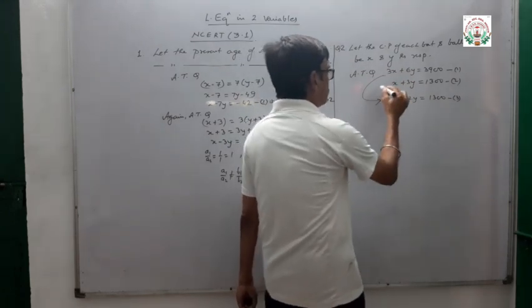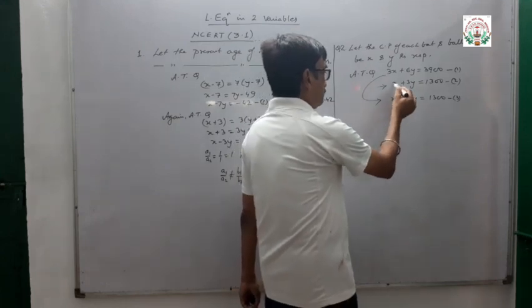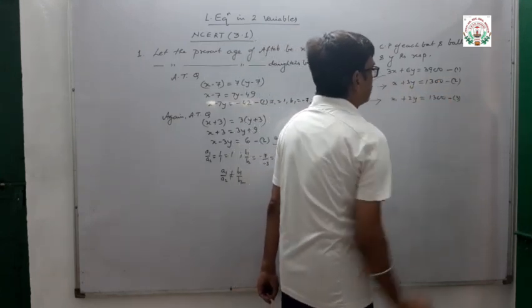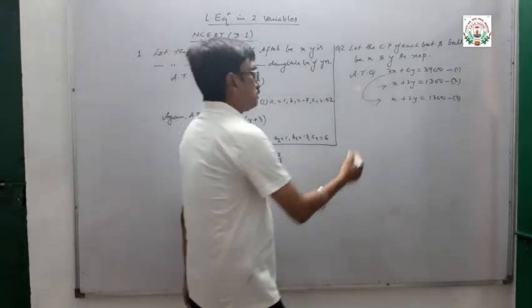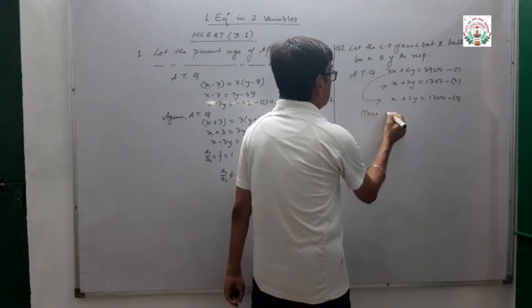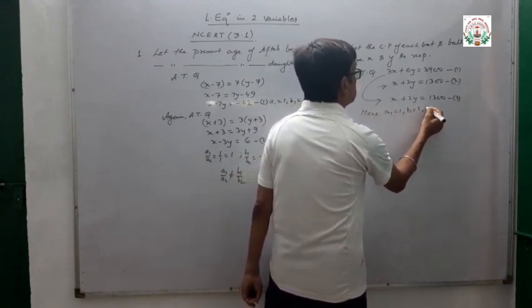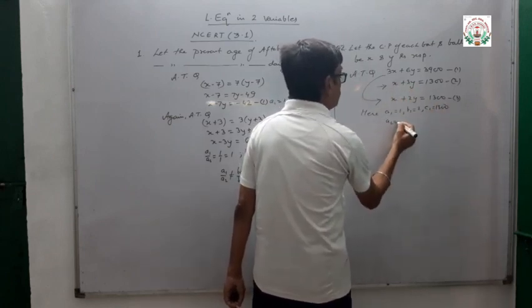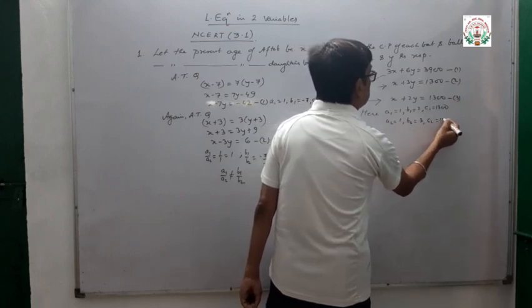Now the second equation, according to the condition of the problem, a bag and 3 balls are purchased at the cost of 1300. So x plus 3y equals 1300. So here we can see that for our first equation a1 is 1, b1 is 2, c1 is 1300, and for this a2 is 1, b2 is 3 and c2 is 1300.